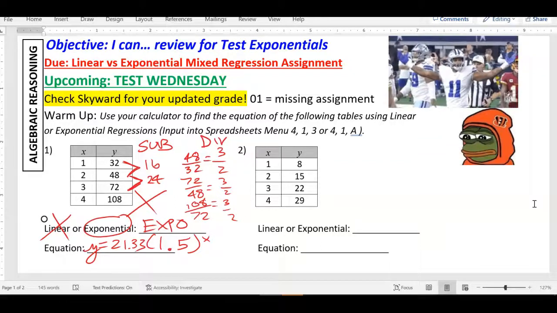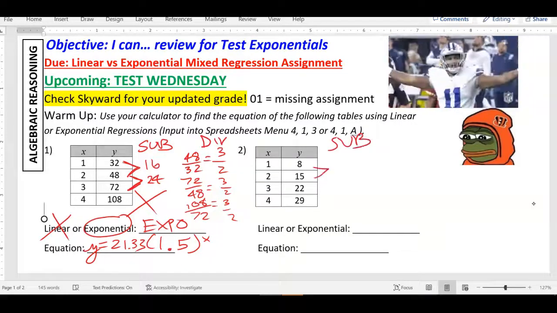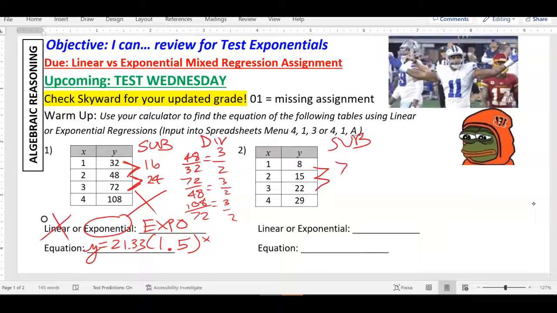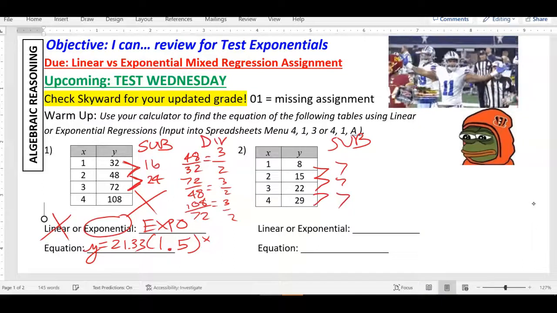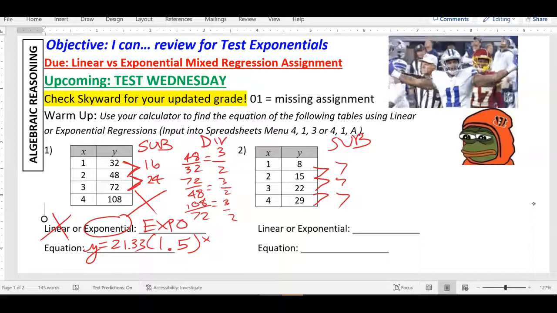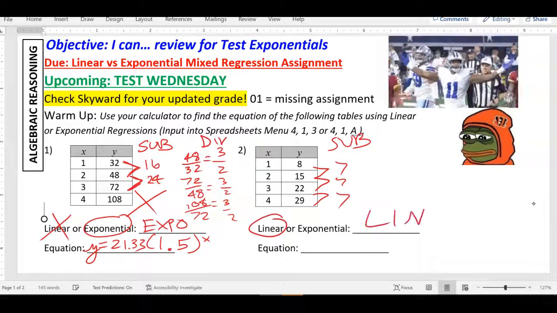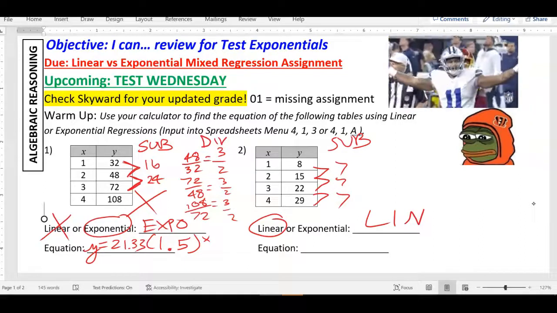Now, what about number 2? Let's try to subtract first again. 15 minus 8 is 7. 22 minus 15 is 7. So in subtracting, we got 7 each time. What kind of function is this? Linear. And if it's linear, you're not doing 41A, you're going to do menu 413, right?